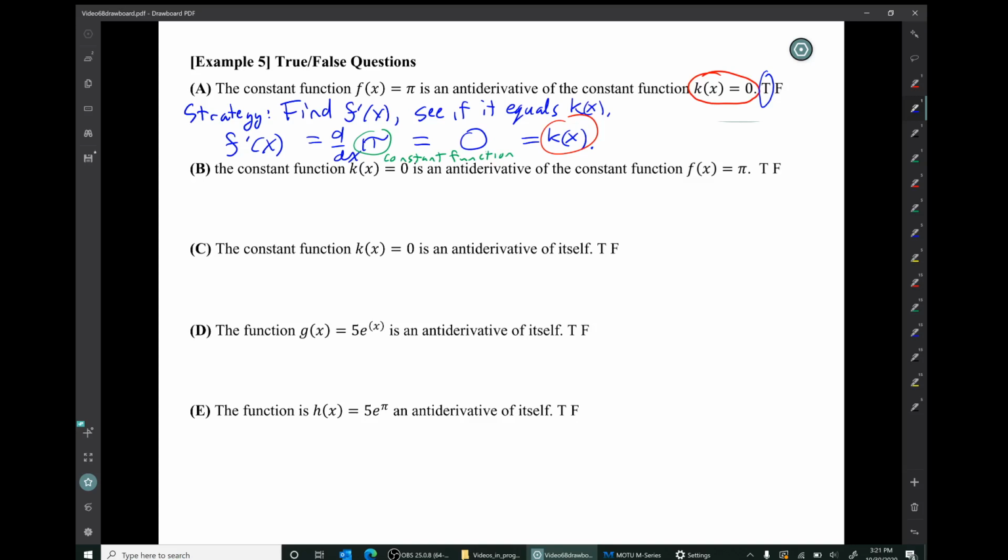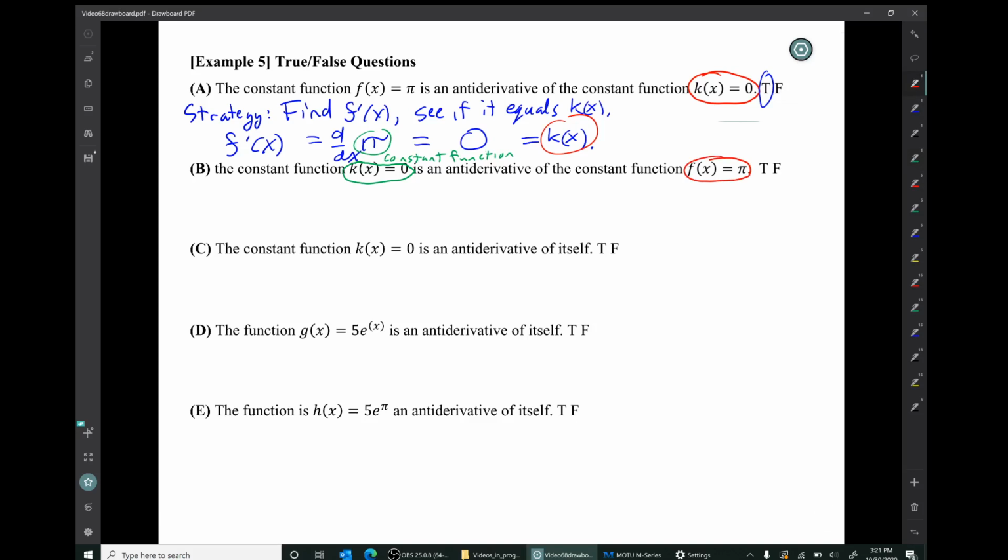Question B. The constant function k of x equals 0 is an antiderivative of the constant function f of x equals pi. Well, those are the same two functions we were dealing with before, k of x equals 0 and f of x equals pi, but they're playing different roles now. The k of x is the thing on the left that we're investigating to see if it's an antiderivative, and the f of x equals pi is the thing on the right. So we have to figure out if this sentence is true or false.